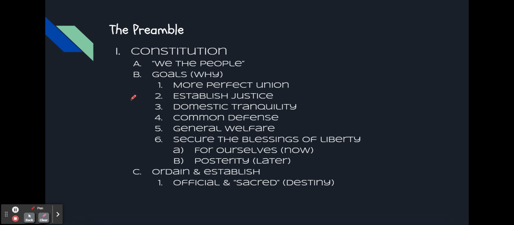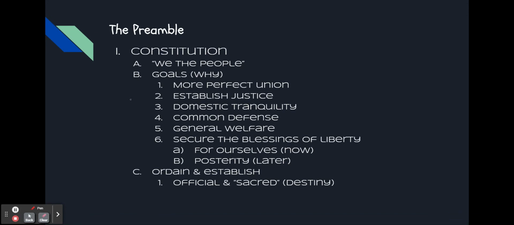Establish justice. Part of the problem under the Articles of Confederation was there was no uniformity between the states regarding who had the right to do what, who didn't have the right to do what, what your freedoms were, or what laws were set. The idea of establishing justice is to create a uniform, enforceable, logical system of justice that applies over everybody across the country.